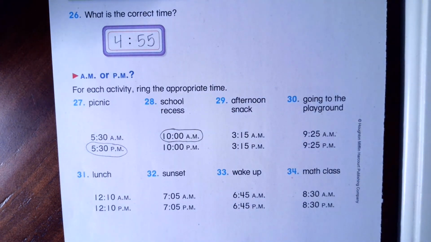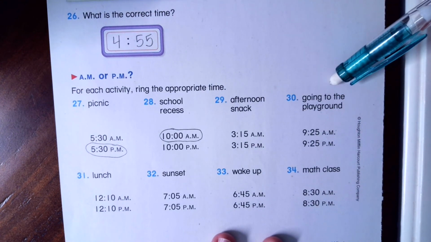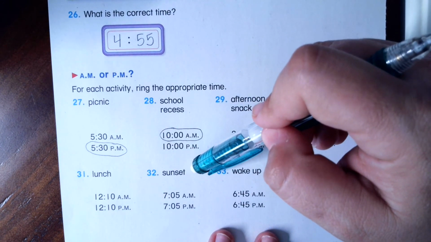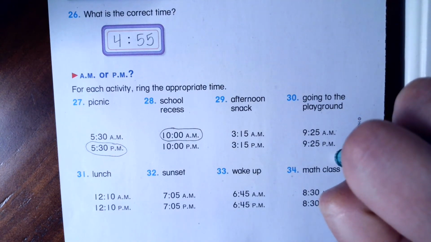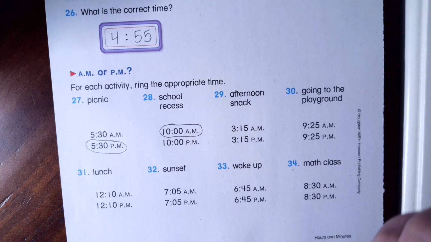Okay, I want you to try the rest of these on your own. Really take your time, read them carefully. You're going to determine afternoon snack, going to the playground, lunch, sunset, that's when the sun goes down, when you wake up, and when you have math. Not when we have math, that's not our schedule. Okay, pause the video and go.